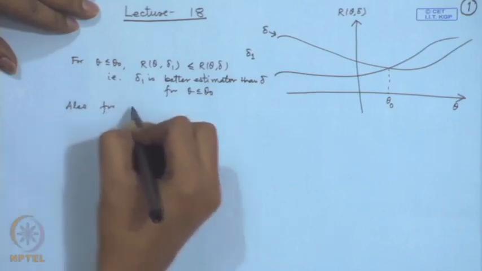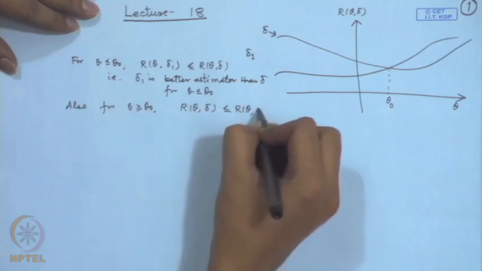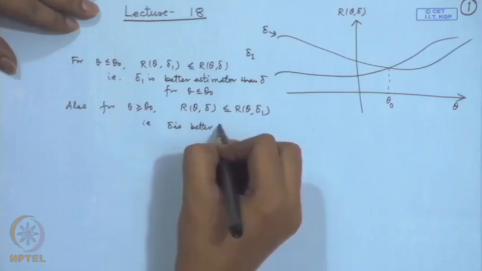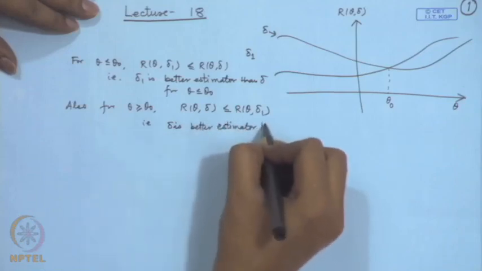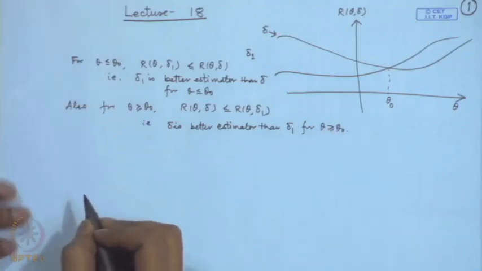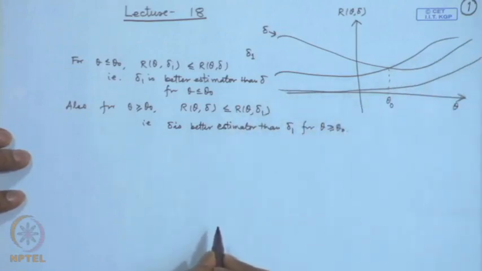Also, for theta greater than or equal to theta naught, we have r(theta, delta) less than or equal to r(theta, delta 1). So, we will say that delta is a better estimator than delta 1 for theta greater than or equal to theta naught. Now, the question arises: is there an estimator which will have the risk function uniformly lowest? The answer to this question is no, as I explained in the last lecture through the example of a squared error loss function. That means the class of all the estimators cannot be completely ordered in general situations.